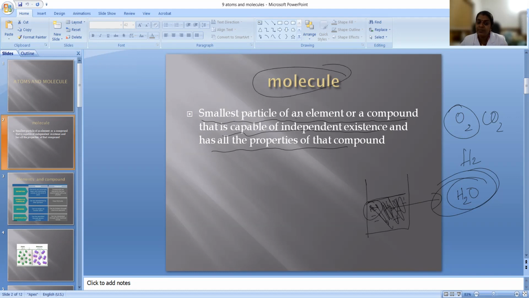So what is a molecule? Smallest particle of an element or a compound that is capable of independent existence and has all the properties of that compound. Understand? That is called a molecule.